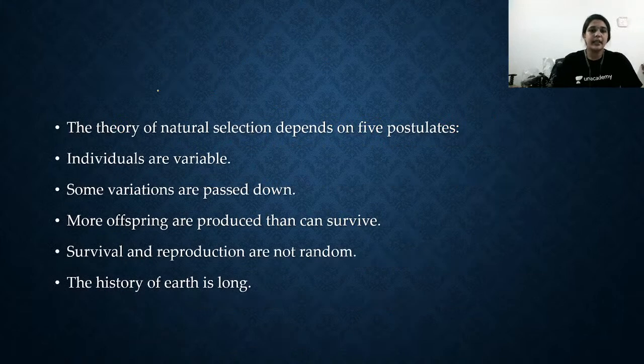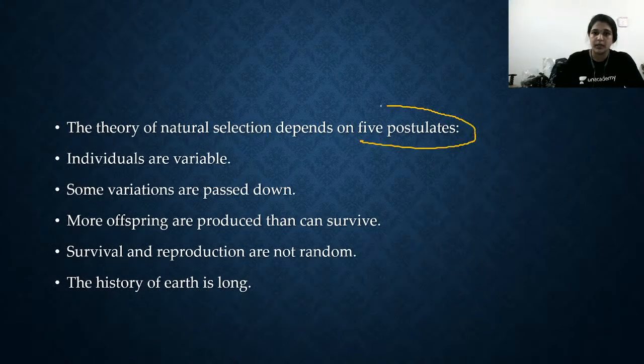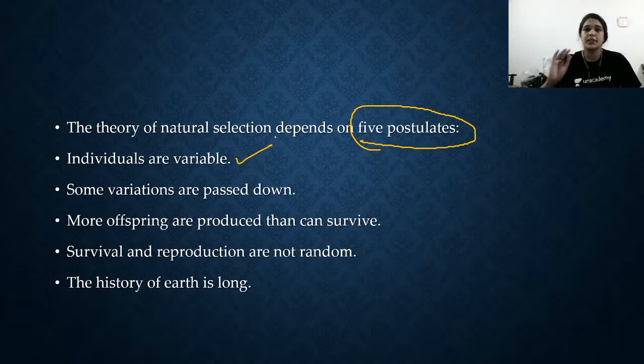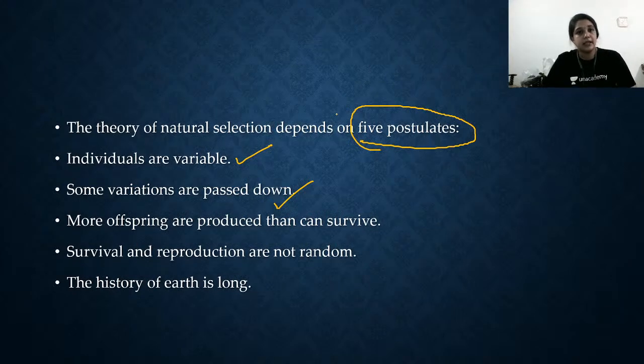Okay. The theory of natural selection depends on five postulates. Very important. What are those? First, individuals are variable here. Every individual is a different unit here. Some variations are passed down, not all variation. What Lamarck said was inheritance of acquired characters. But according to Darwin, some variations are passed down. Which variation is passed down is what decides whether they can survive or not.